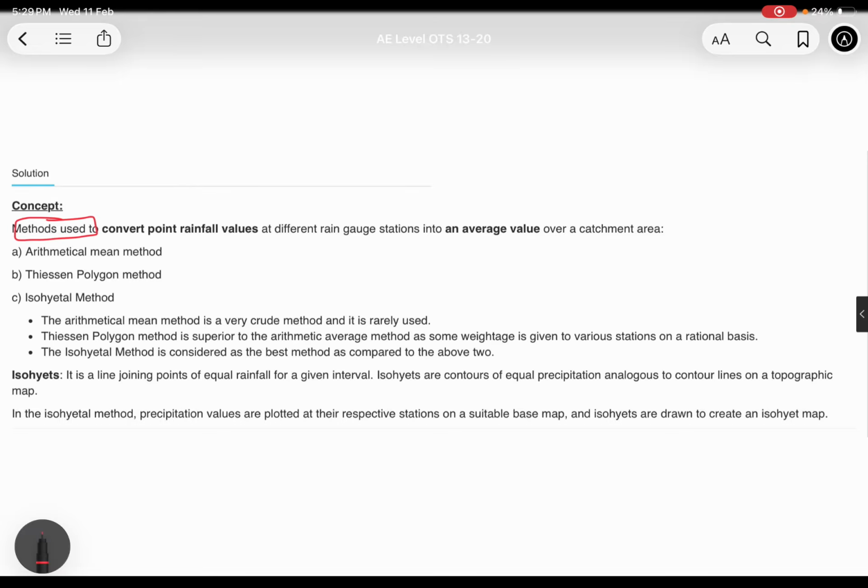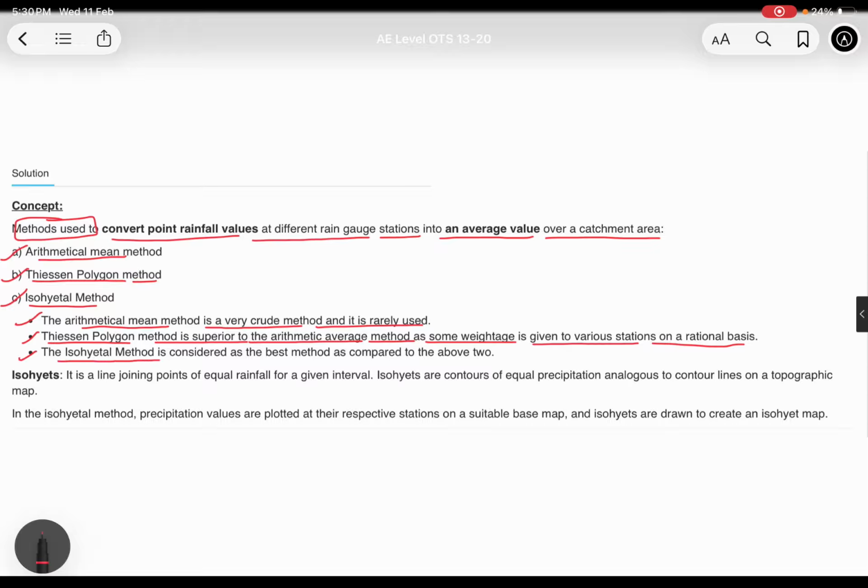The methods used to convert point rainfall values at different rain gauge stations into an average value over a catchment area are: arithmetical mean method, Thiessen polygon method, and isohyetal method. The arithmetical mean method is a very crude method and is rarely used. Thiessen polygon method is superior to the arithmetic average method as some weightage is given to the various stations on a rational basis. The isohyetal method is considered the best method compared to the other two.